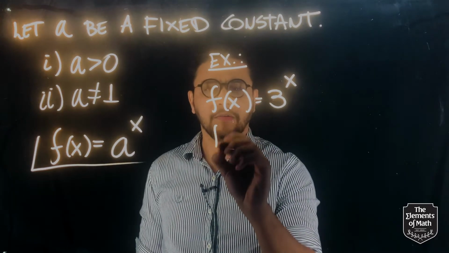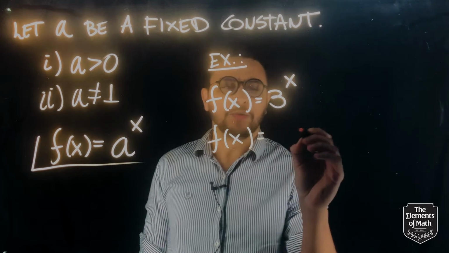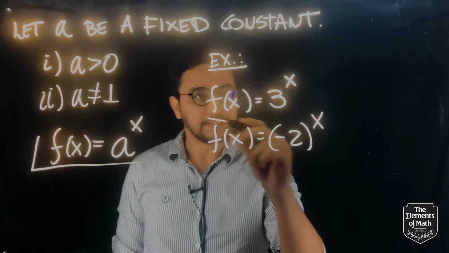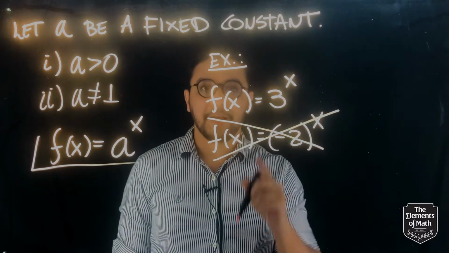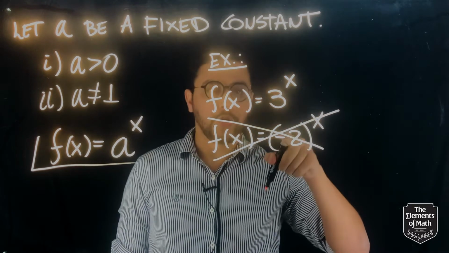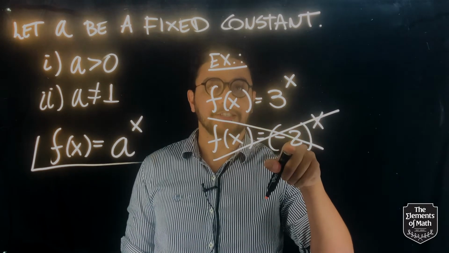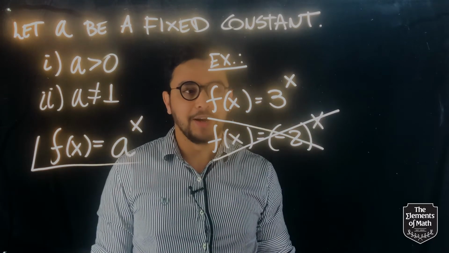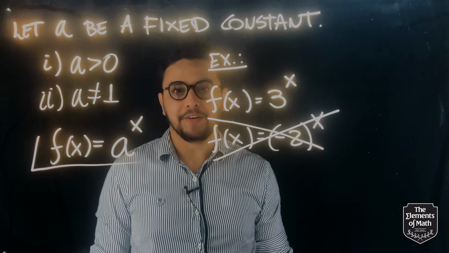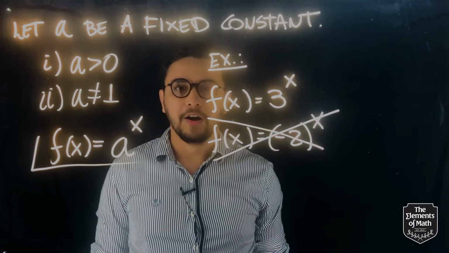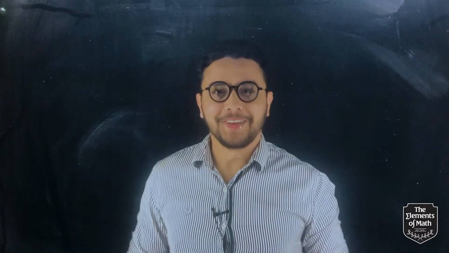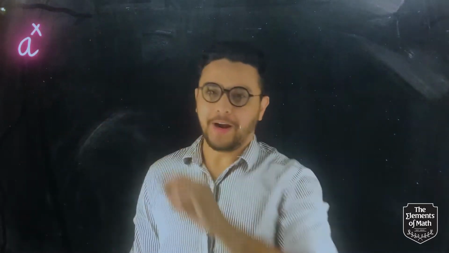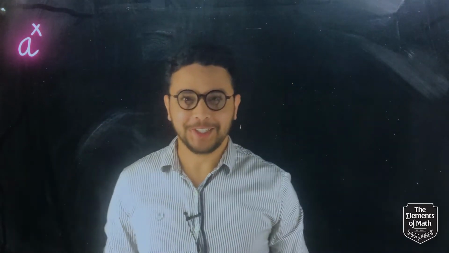Belmiro, what about f of x equals minus 2 to the power x? No, that's not an example of an exponential function because it is not part of our condition. We're going to be fixing our constant, and this constant should be greater than 0 and different than 1. Minus 2 is negative, so it is not going to be part of our definition.